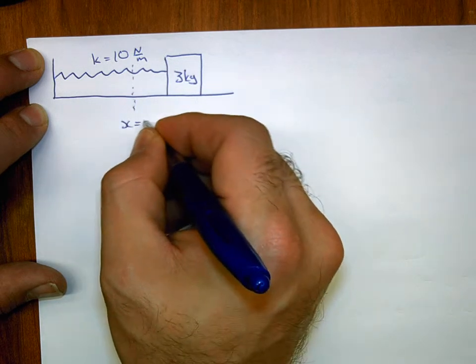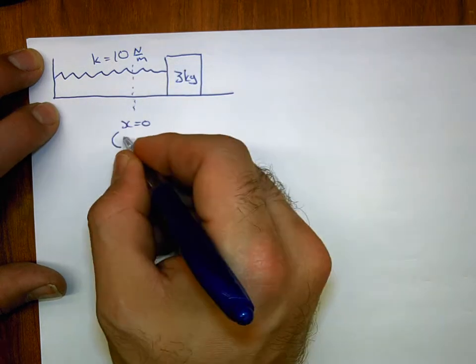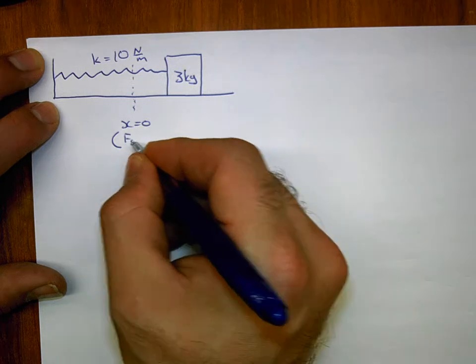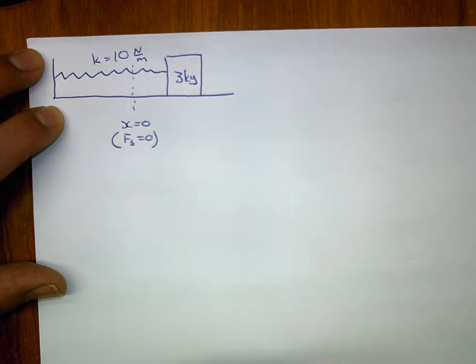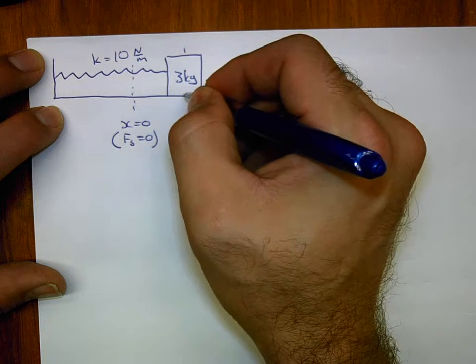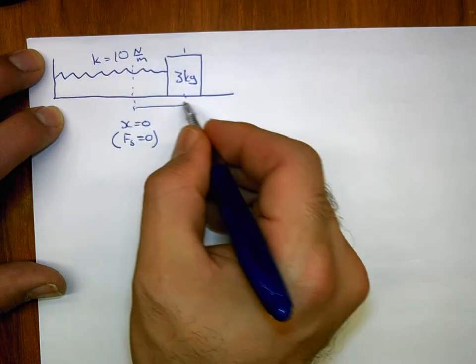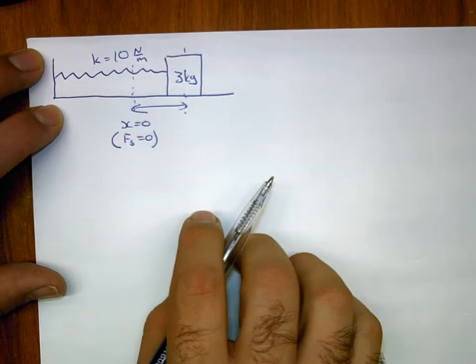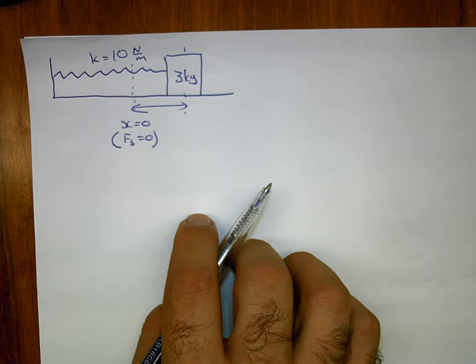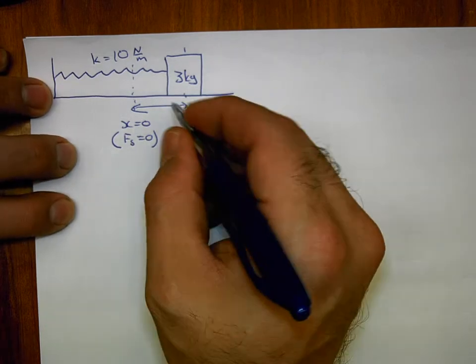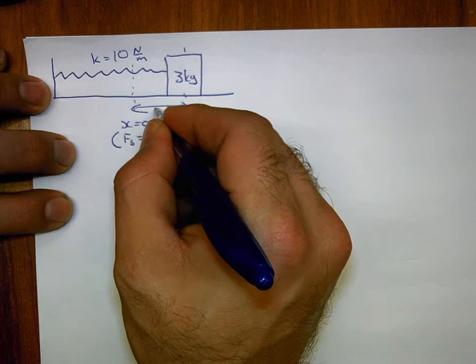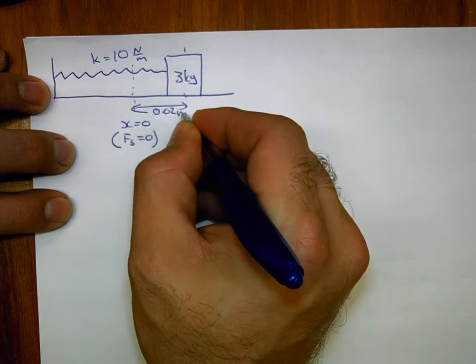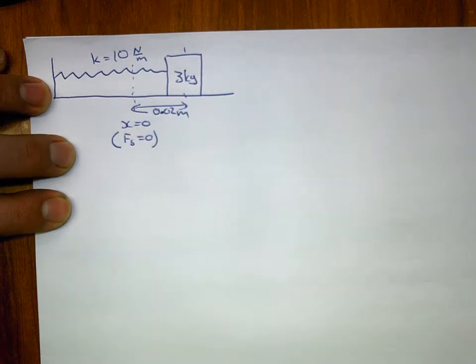So let's call that x equals 0. By definition, the spring force at this point is 0. And it said initially this mass is displaced or removed from its equilibrium position by 2 centimeters. So this means this would be 0.02 meters, right? That's 2 centimeters.